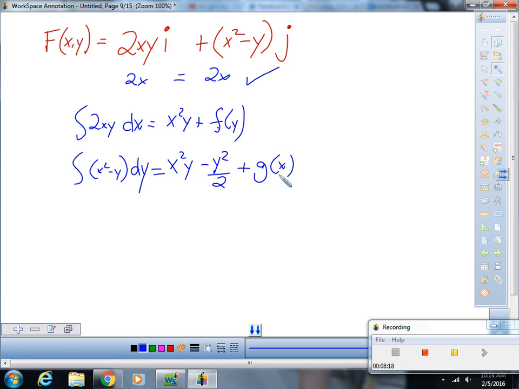We don't know. g of x could be a constant, right? It couldn't be anything, I don't think. Look, this is that. So we're going to call our g of x c. So our parent function is equal to what? Nope. Just x squared y. It took care of itself in both of them. And just watch. When we're done, we're going to take the gradient, and as long as it leads us back to where we started, we'll be confident that we did it right.